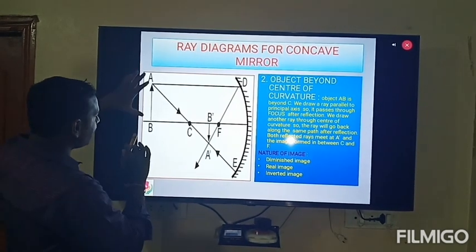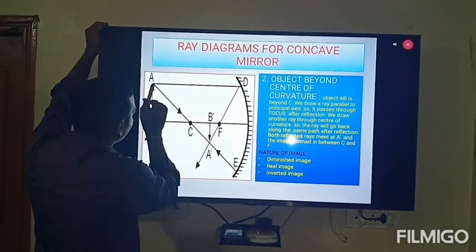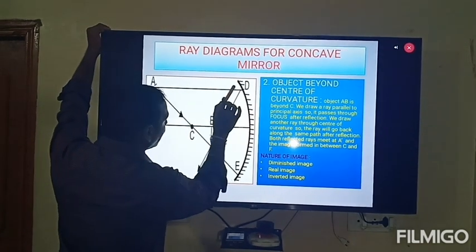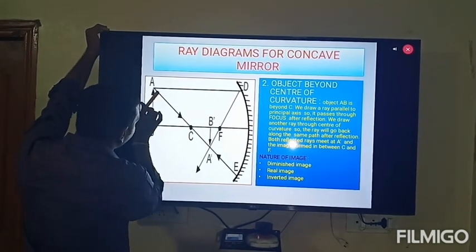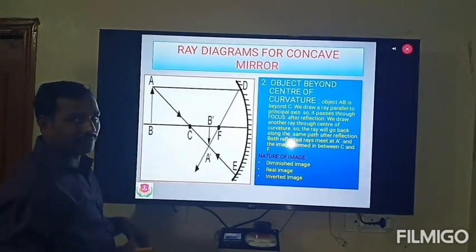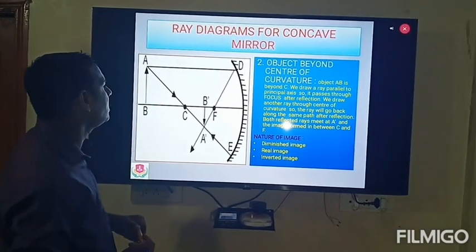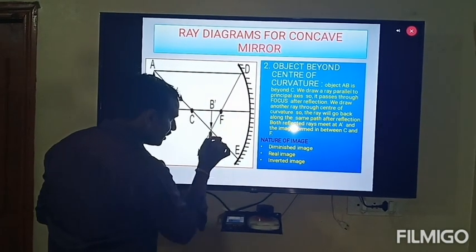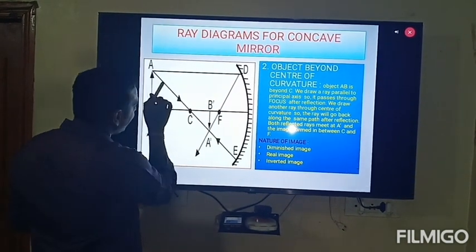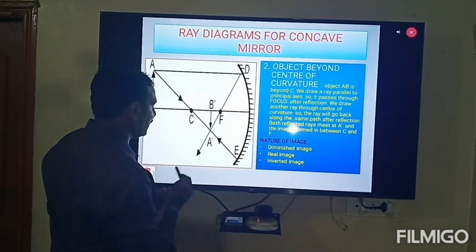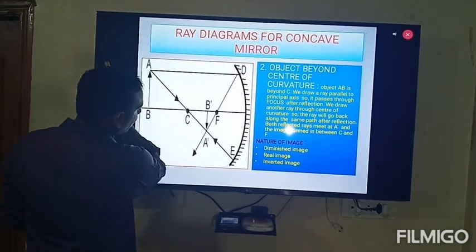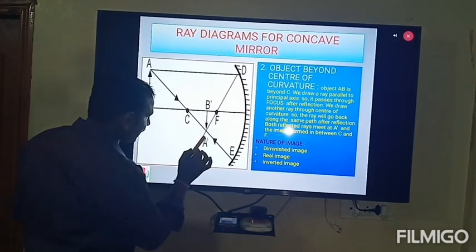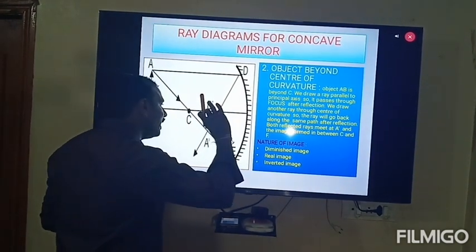From the top of the object, we are taking two rays. One is parallel to the principal axis, another one is passing through the center of curvature. As per the rules, a ray parallel to the principal axis passes through the focus, and a ray passing through the center of curvature traces the same path in the reverse direction. So these two are intersecting at A dash and forming an image.